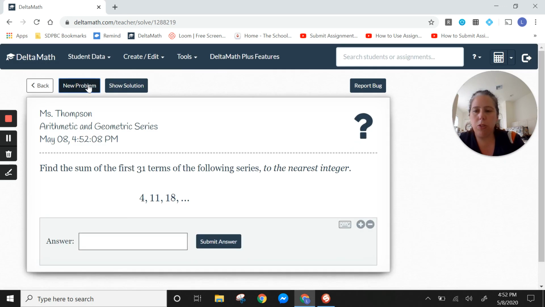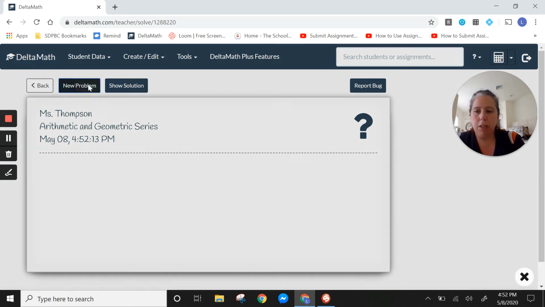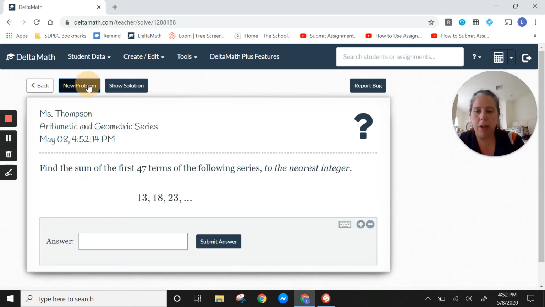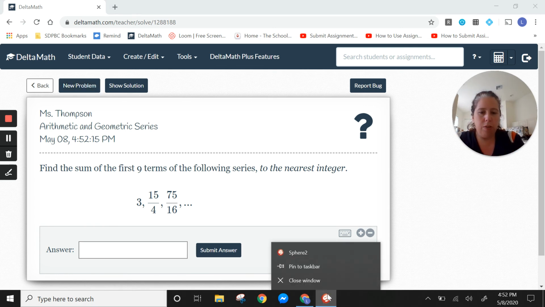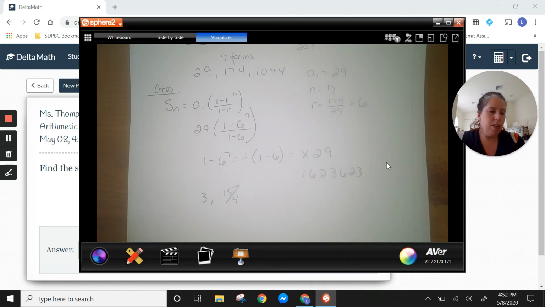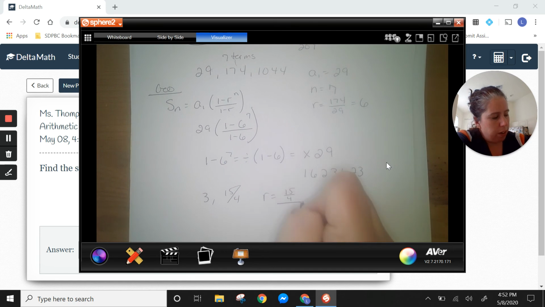One last thing I want to show you guys, because the question has been asked before. If you get something like this, 3 and then 15 over 4, and you're trying to find R, it'd be 15 over 4 and then over 3.